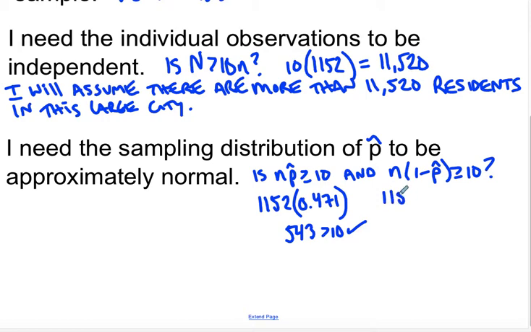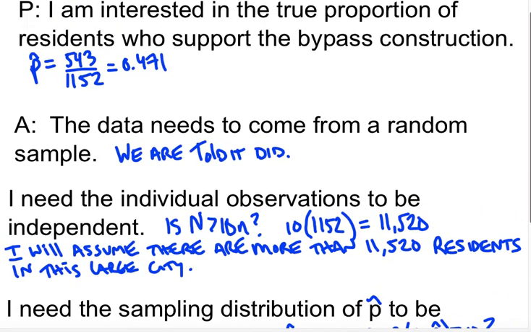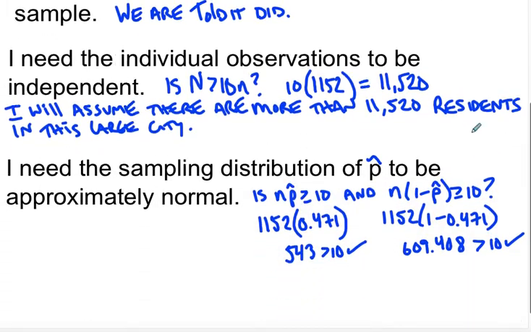And then do it again, 1,152 times 1 minus 0.471. And when you type that in your calculator, you get 609.408, which is also greater than 10. So all of our conditions hold. So that's the P and the A. Okay, next we need to name what kind of interval we're going to make.